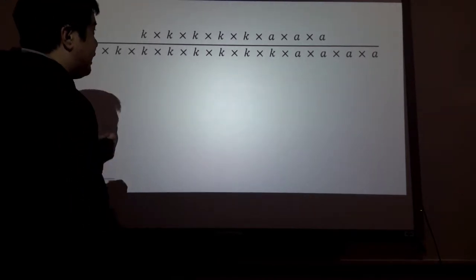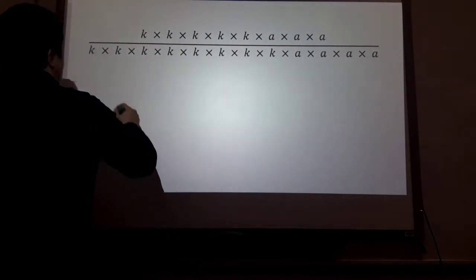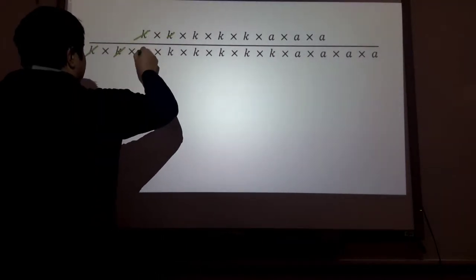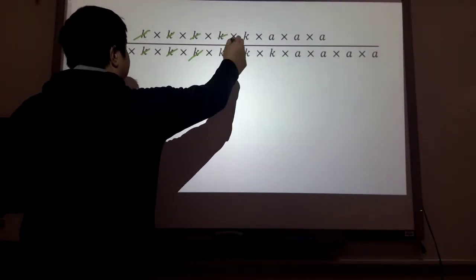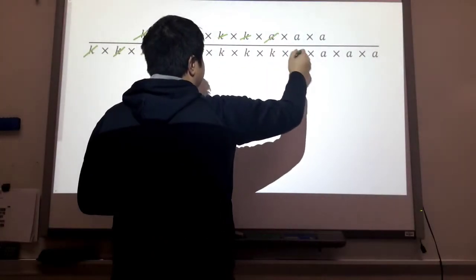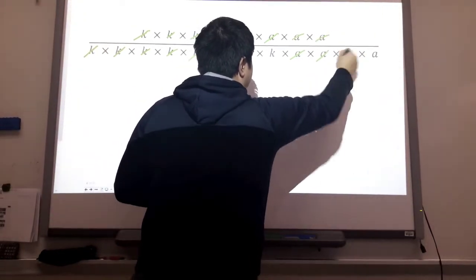Same thing for this one. We have a's and k's in the numerator and a's and k's in the denominator. This k can cross out with this one because that makes 1. This makes 1. This makes 1. These k's make 1, and so do these k's. Over here we have a making 1. A and a makes a 1. A and a makes a 1.